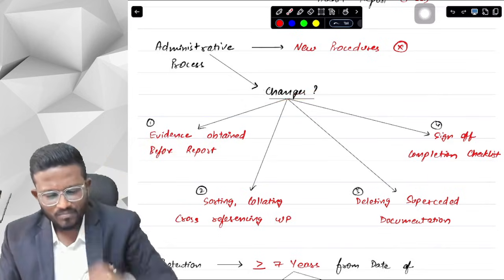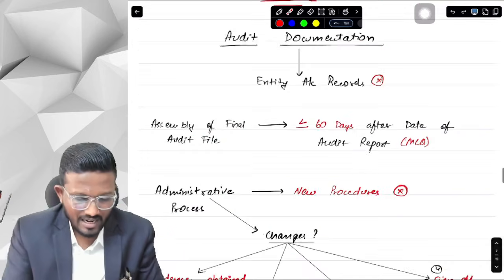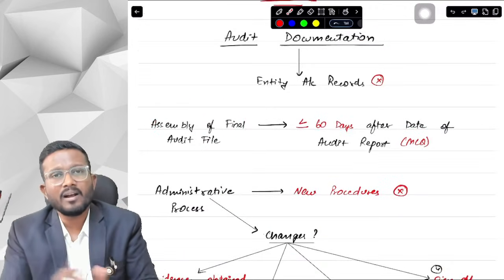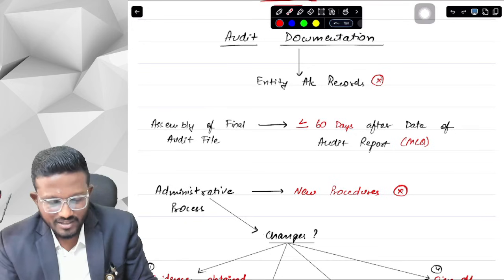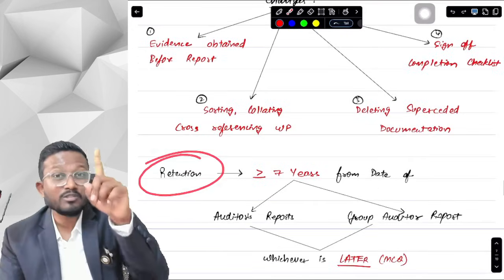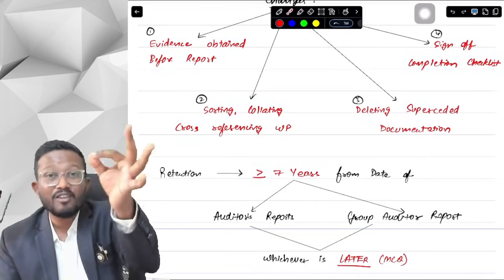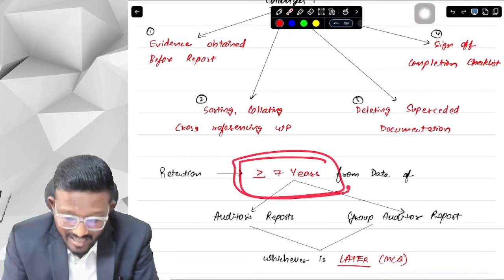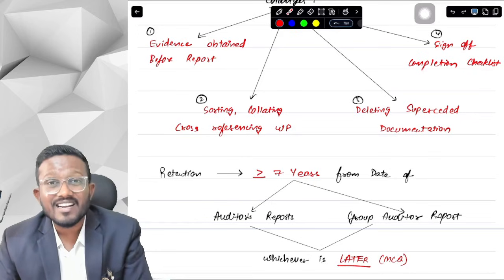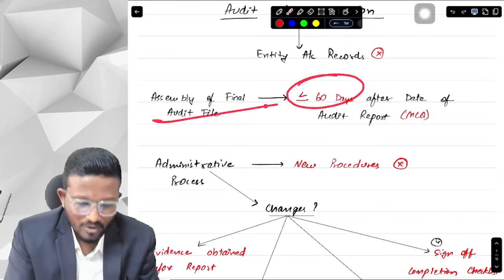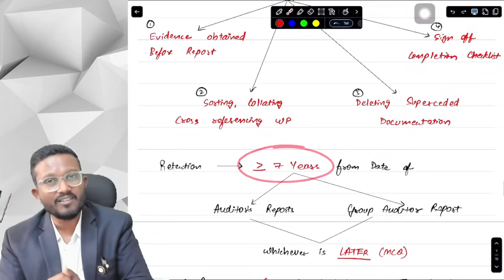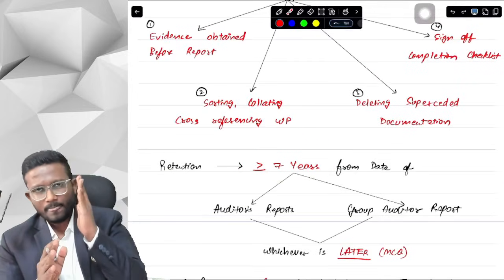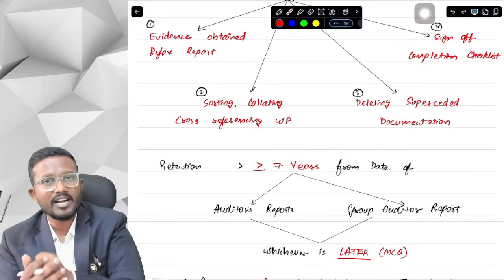Now, after preparing this final audit file, for how long do we have to retain it? So there is a timeline for retention as well. SQC1 says that you have to retain the final audit file for at least 7 years. Within 60 days, you have to assemble the final audit file. And after assembly, for up to 7 years, you will have to retain the final audit file. Now, 7 years will be counted from what date?